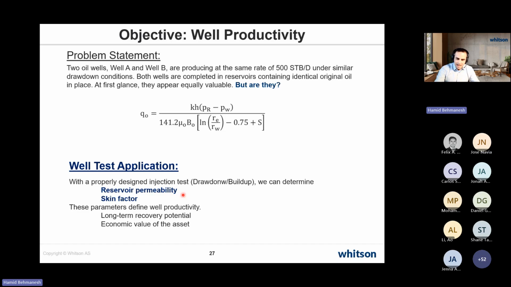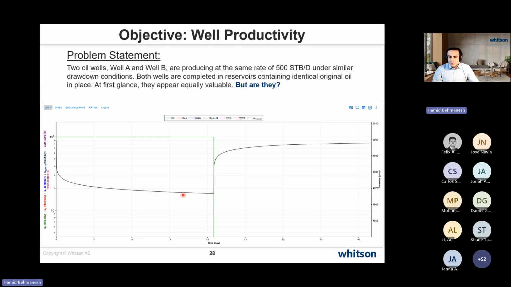I'm going to deal with that, but what I can do is deal with the skin factor. I can do acidizing, I can do a small fracture and improve the productivity of the well that way. So this is my solution. It's going to be a drawdown and then a buildup. I'm going to do the analysis on the buildup.